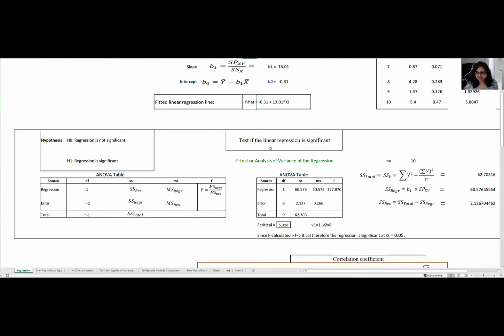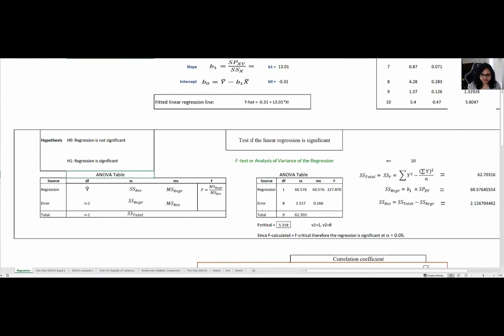That means what we developed, is it significant enough or not? The null hypothesis is that the regression is not significant. The alternative is that it's actually significant. So that's what I tried to test, using an ANOVA table, just like you did before. You can see that I wrote down all of them.